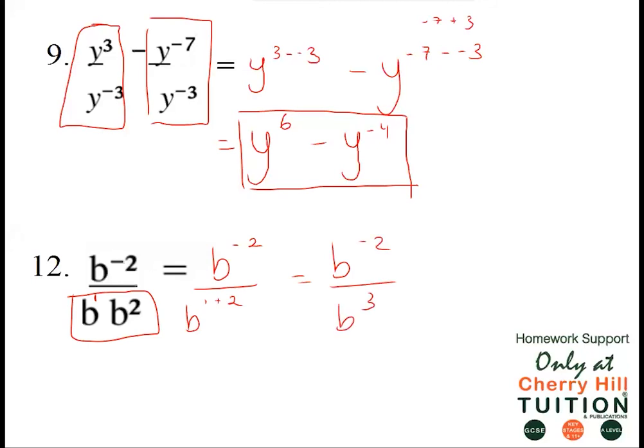Now it's quite simple for us to solve. We are simply just dividing so we take the powers away. So we get b to the power of -2 minus 3. -2 minus 3 is -5, and that's your answer. Okay, so again, quite straightforward. I think once you practice it a little bit, you should be able to get the hang of it very quickly.